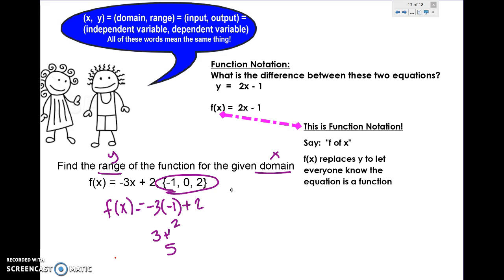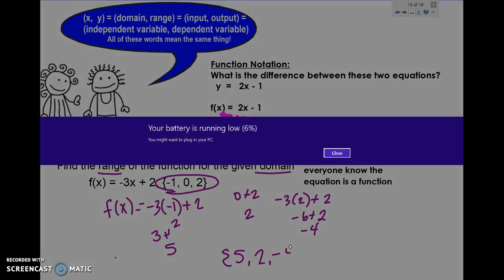If I plug in 0, I get 0 plus 2, which is 2. And if I plug in 2, I get negative 3 times 2 plus 2, which is negative 6 plus 2. So negative 4. So my range for this function is 5, 2, and negative 4.